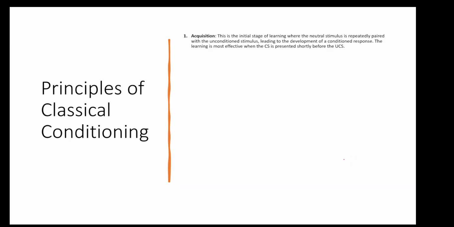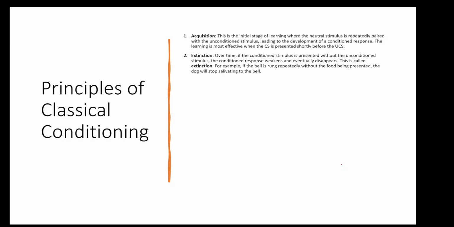Principles of classical conditioning. First one is acquisition. This is the initial stage of learning where the neutral stimulus is repeatedly paired with the unconditioned stimulus, leading to the development of the conditioned response. The learning is most effective when the conditioned stimulus is presented shortly before the unconditioned stimulus. Extinction. Over time, if the conditioned stimulus is presented without the unconditioned stimulus, the conditioned response weakens and eventually disappears. This is called extinction. For example, if the bell rang repeatedly without the food being presented, the dog will stop salivating to the bell.